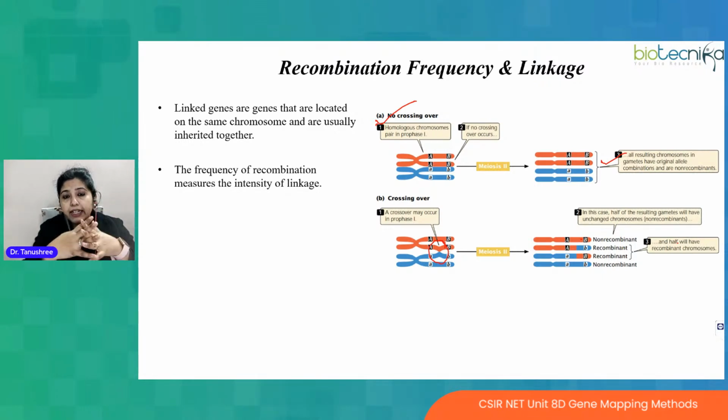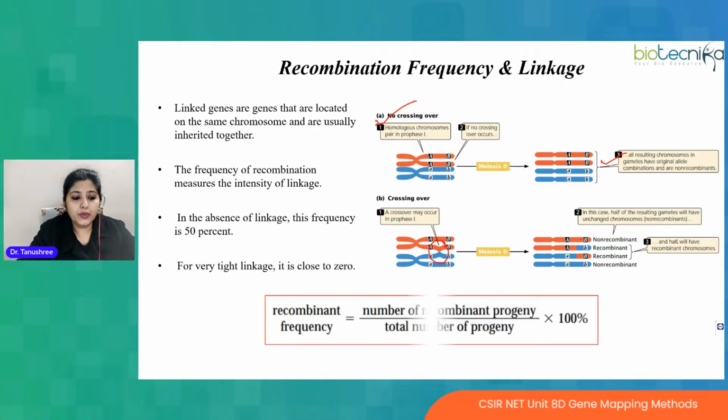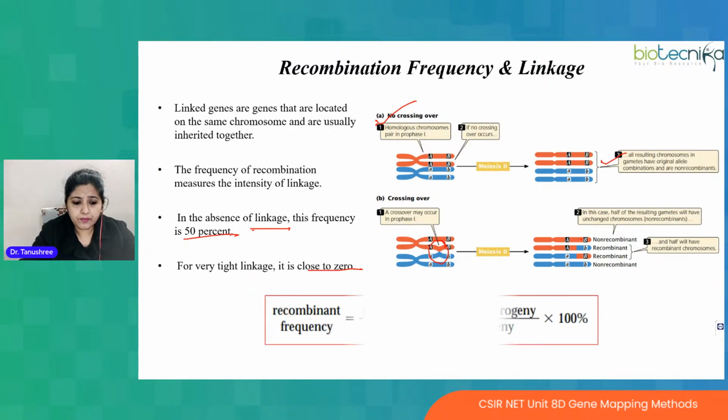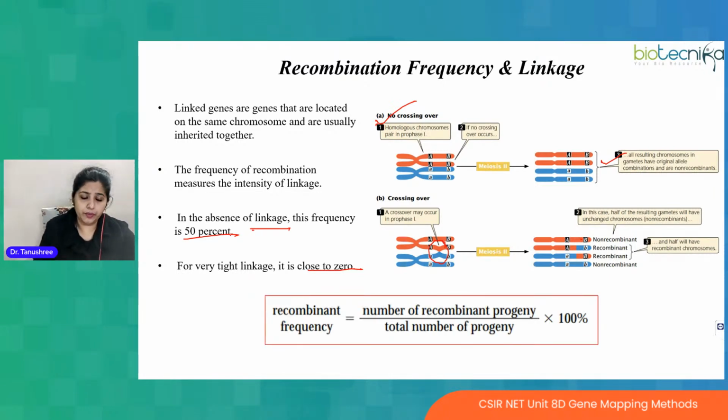So in case of very tight linkage, when no crossing over or recombination happens, the recombination frequency will be close to 0, right? Because no crossing over will happen. And in absence of linkage, the maximum recombination frequency that can happen is 50%, because half of the gametes formed will be non-recombinant and half will be recombinant. There is also a formula to calculate the recombination frequency: the number of recombinant progeny divided by the total number of progeny, multiplied by 100. These are the few concepts you need to be familiar with for solving such types of questions, right?